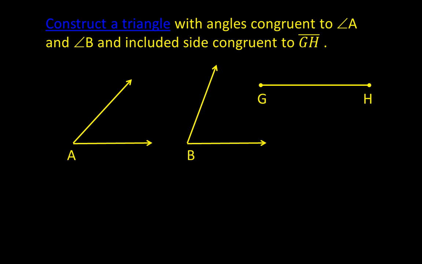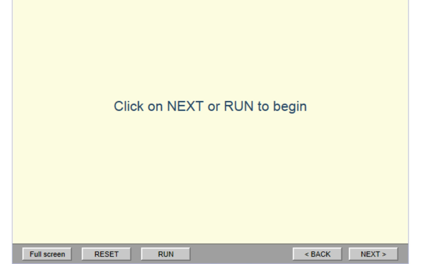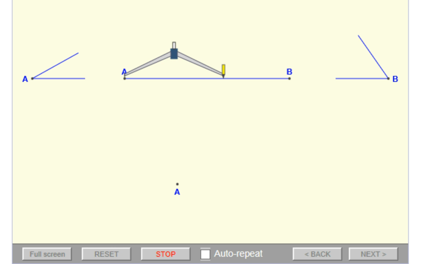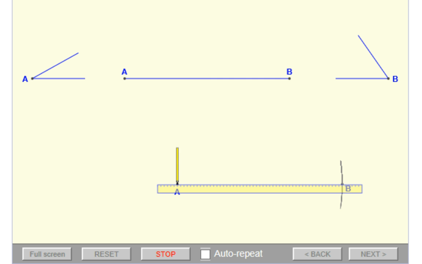So let's try another triangle construction. Let's construct a triangle with angles congruent to angle A and angle B and included side congruent to line segment GH. So included side means that this side has to be between the two angles. So we've got two angles and our side. The side we're going to copy first. So we use the compass to measure its length and copy that length.